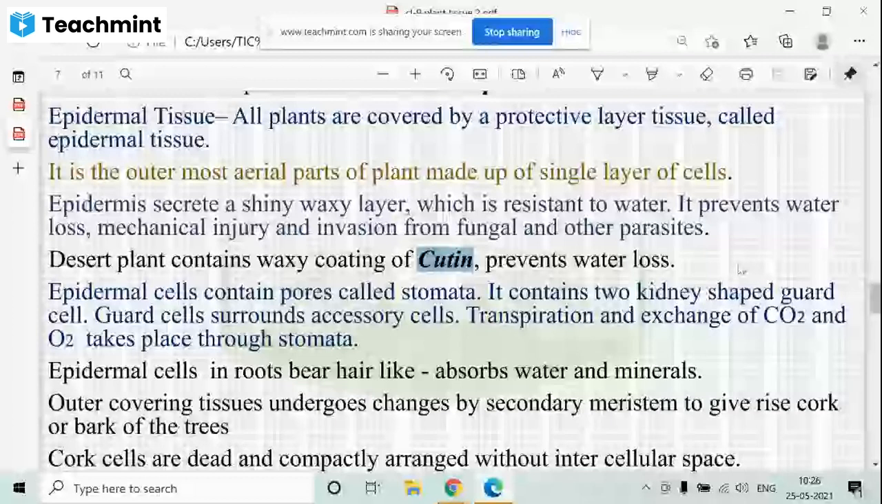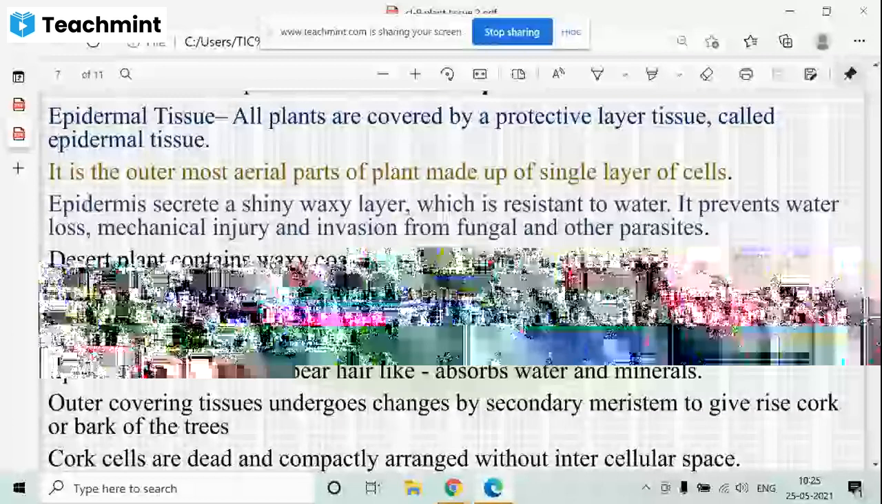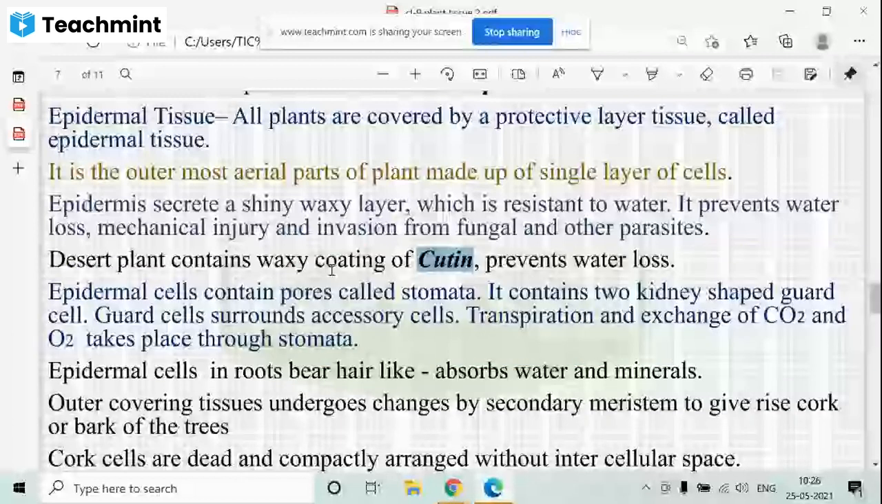That is why they do not lose much water. The desert plants have a waxy coating. If you touch a desert type plant, like the cactus, you will find on top it's waxy, and that is called cutin.